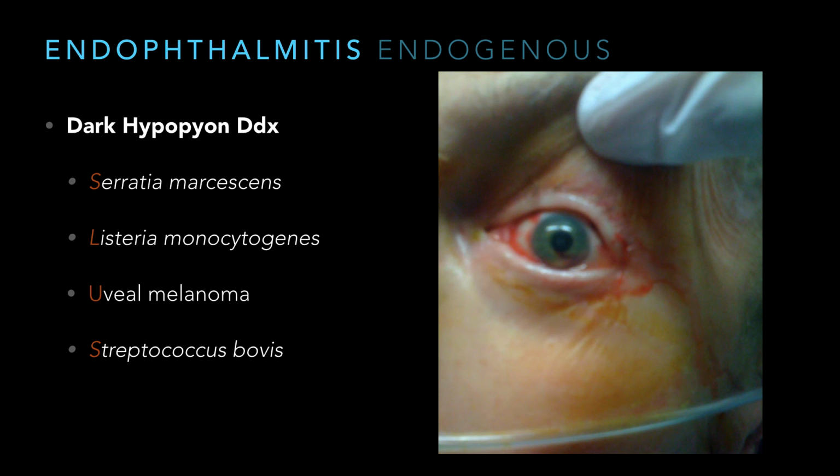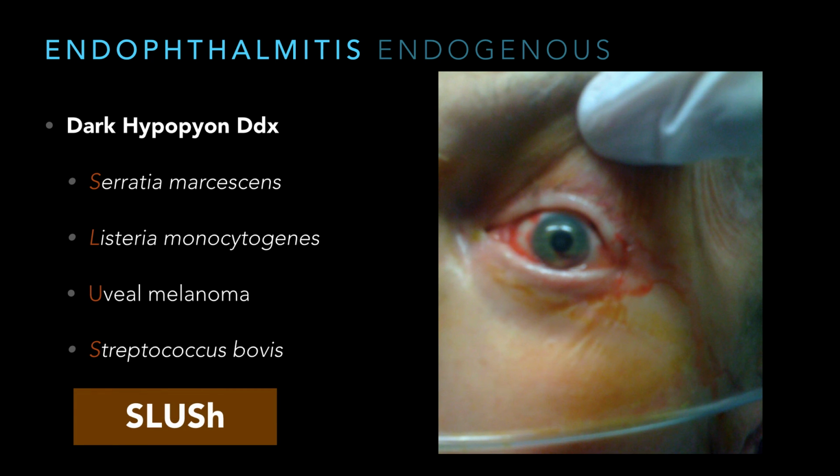But this patient actually had a dark hypopyon. And I changed my mnemonic just last night because I had Borrelia in the differential. I don't know where I got that from, but I couldn't find it in the literature, so I cut it out. So this mnemonic was BLUSH, but now it's SLUSH. So I took Serratia and put it at the top, and that's what this patient had, and that's a very common cause of nosocomial infections.